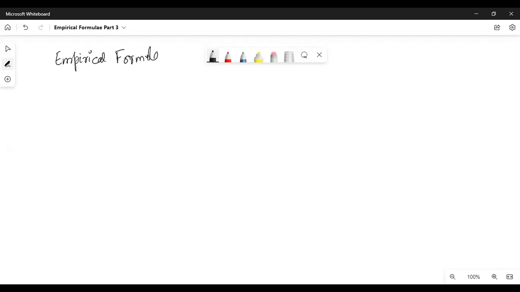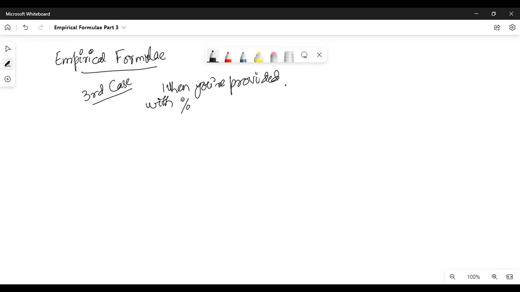So empirical formulae, and third case. Now, the third case, which is actually the most common case in IGCSE, is when you are provided with percentage composition. Now, when you are provided with percentage composition, that means the percentage portion of every element for that specific formula would be given. And from there onwards, you have the same set of steps.